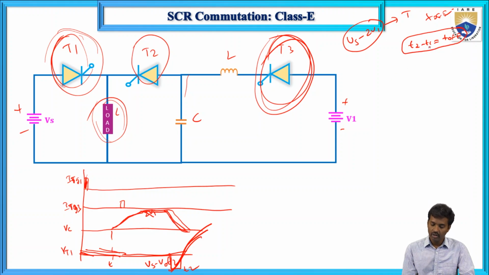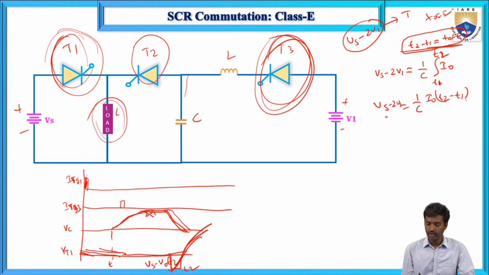So now what I will do first, I will determine this T off time. Vs minus 2V1 we are applying to this one, and 1 by C integral of I0 from T1 to T2. So here, sorry, this is T1 and this is T2, and 1 by C, I0 into T2 minus T1. So Vs minus 2V1. So now here this is T off.